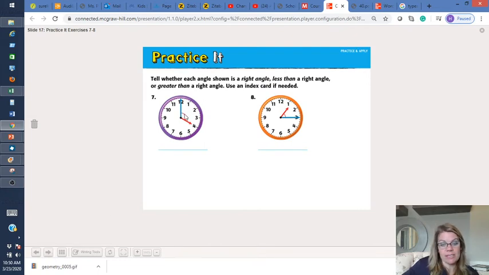Now, what about this one? Is this one bigger? You can just tell right now that this would be a right angle and it's already bigger than that. So that one's going to be greater than. And this one you can tell is smaller than because if it was not, it would be going straight up and down. If it was a right angle, it would have the square on the inside. So that's greater than and less than.